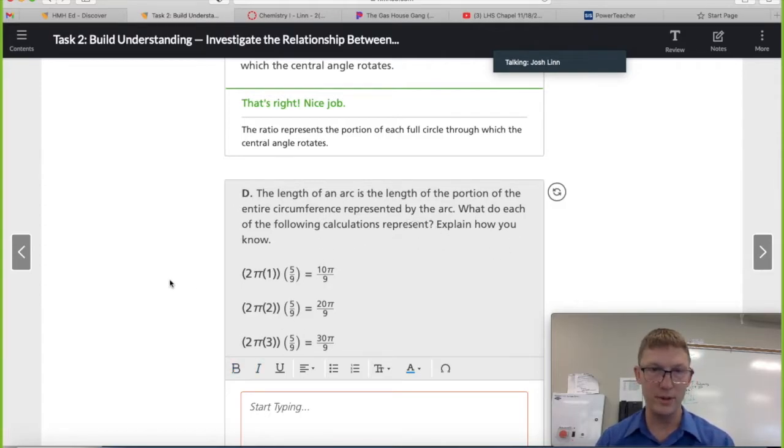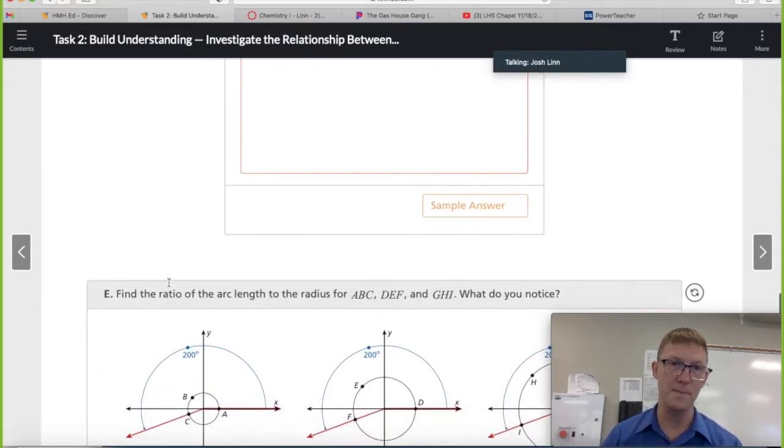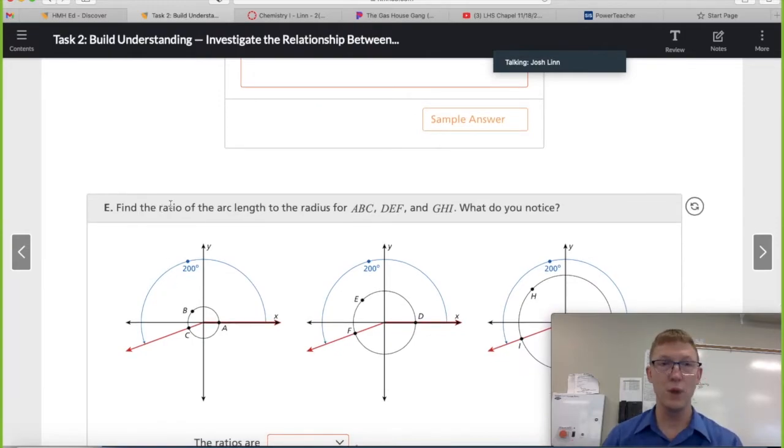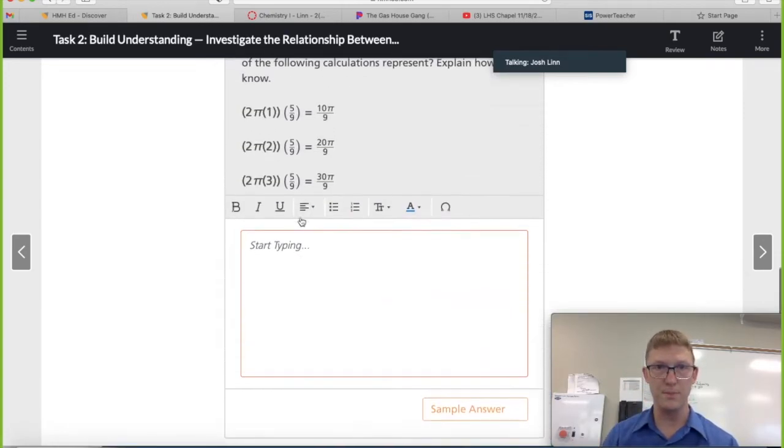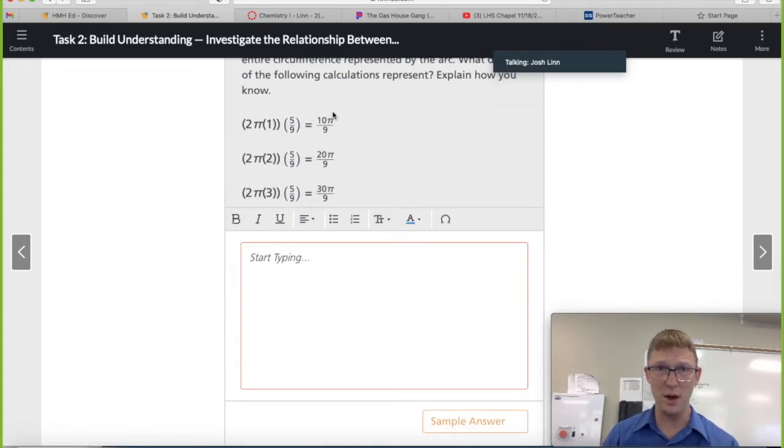So okay, yeah, explain how I know. We just kind of talked through that. So then find the ratio of arc length to the radius for ABC, DEF, and GHI. So the arc length is this thing right here over the radius.